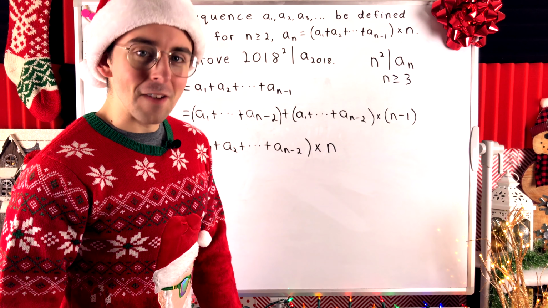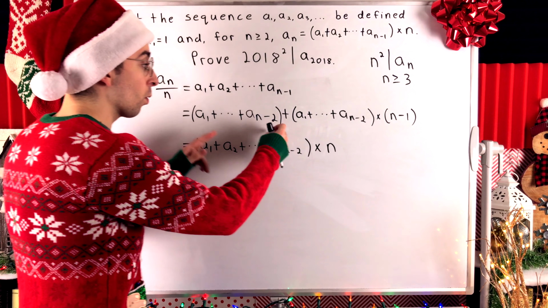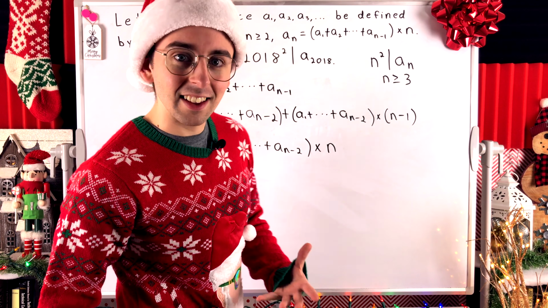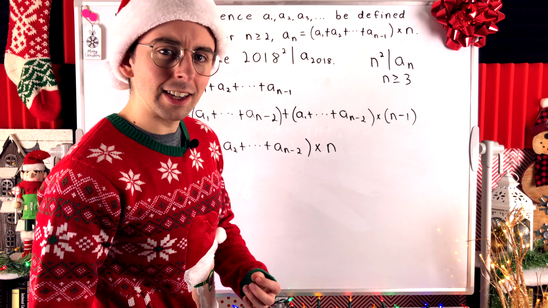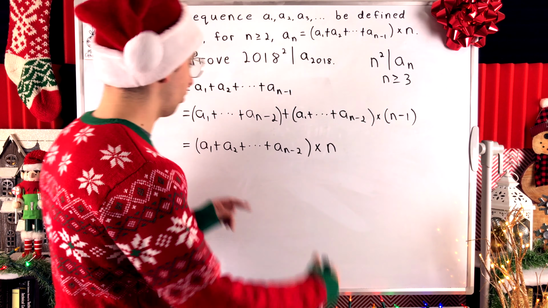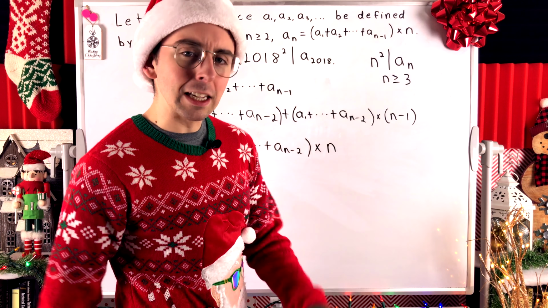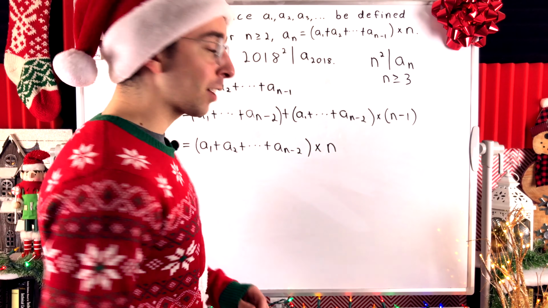Now, one small detail we might point out is to make sure that these sums make sense. As in, is a_(n-2) defined? Yes, it is, because n is at least 3. So these sums definitely make sense to write. And we see we've got this additional factor of n.